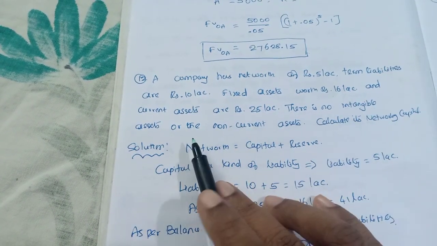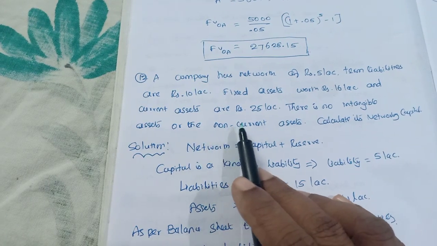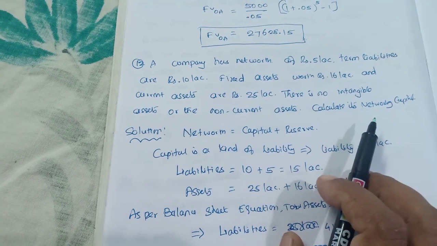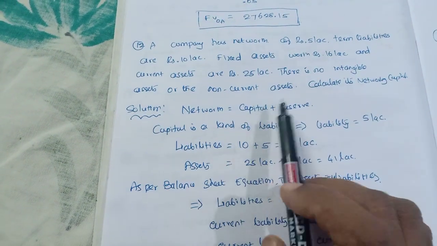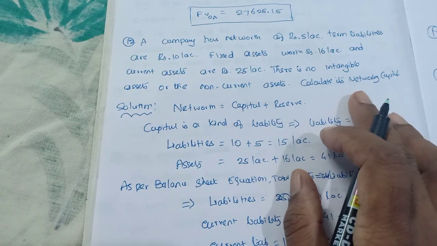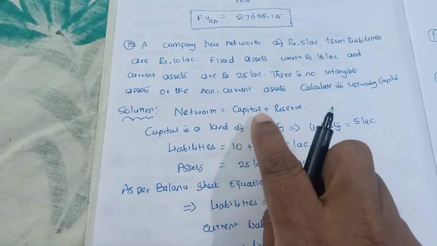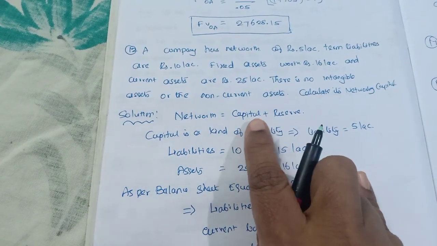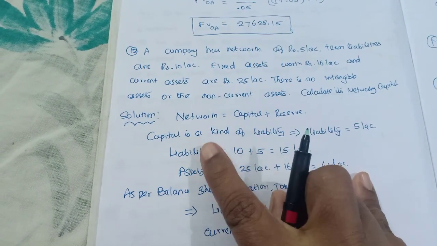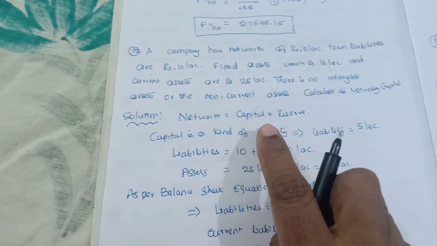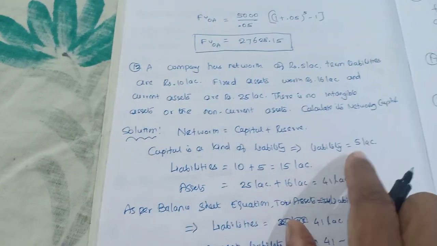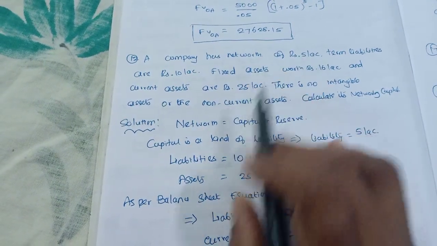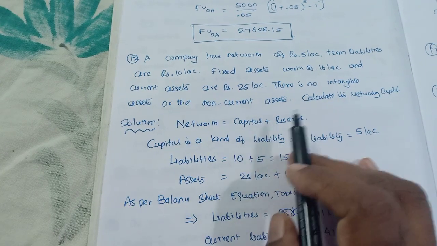Next one, a company has net worth of rupees 5 lakh, term liabilities are 10 lakh, fixed assets worth 16 lakh and current assets are rupees 25 lakh. There is no intangible assets or non-current assets. Calculate its net working capital. We need to find the net working capital. Net worth of the borrower is capital plus reserves. Capital is a kind of liability, the owner's liability. So we know this formula. A company has net worth of rupees 5 lakh.